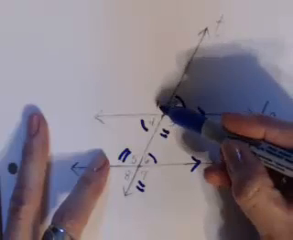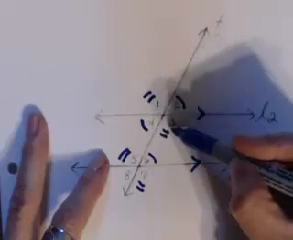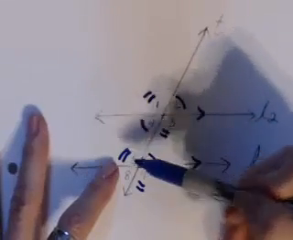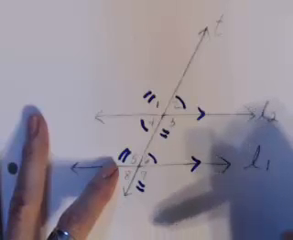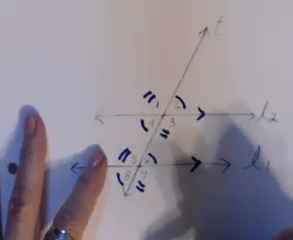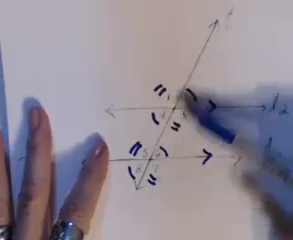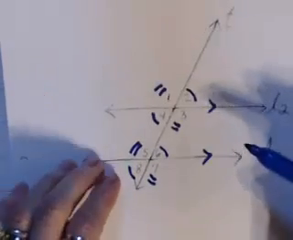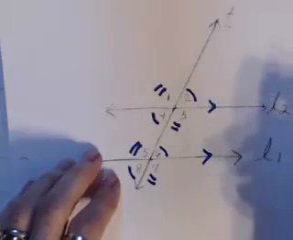Now, angle 3 and angle 1 are vertical angles, so they're congruent. So 1 and 5 are congruent because they are corresponding. And then 6 and 8 are congruent because they are vertical. So when we have two parallel lines cut by a transversal, there's actually just two different degree measures.